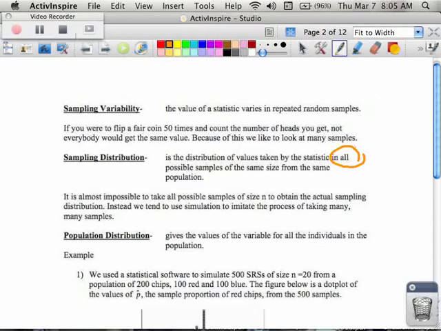A population distribution is the values of the variable for all the individuals in that population. So one is the samples, and one is individuals.